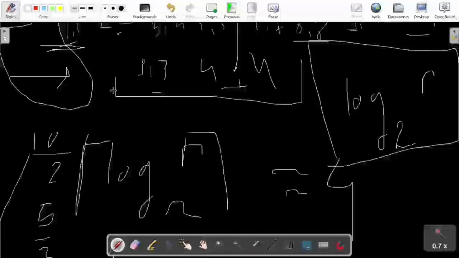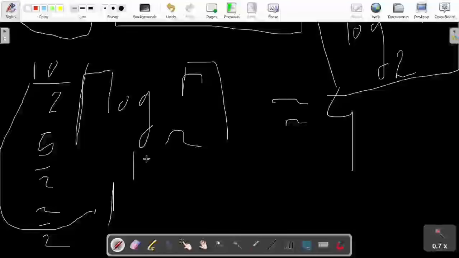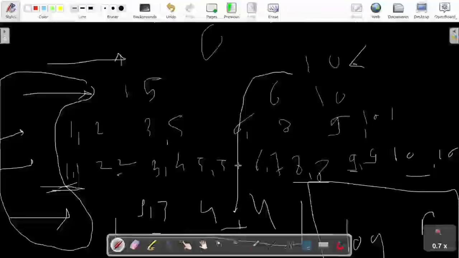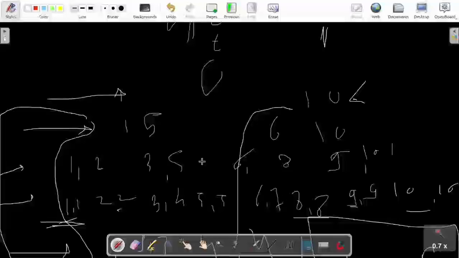In 10 also you are going to require 4 steps. If you divide it by taking the ceiling value, 10 by 2 is 5. 5 by 2 is 2.5, ceiling value is 3. 3 by 2 is 1.5, ceiling value is 2. 2 by 2 is 1. That is 1, 2, 3, 4. Now we need 4 steps. I hope you guys understand this part.